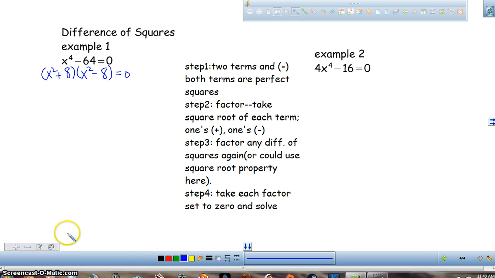Okay, step 3, we're going to factor any more if we can. 8 is not a perfect square, so we can't. So we're going to take each factor and set it to 0 and solve those individually. So I'm going to minus 8. And then I'm going to have to take that square root property.